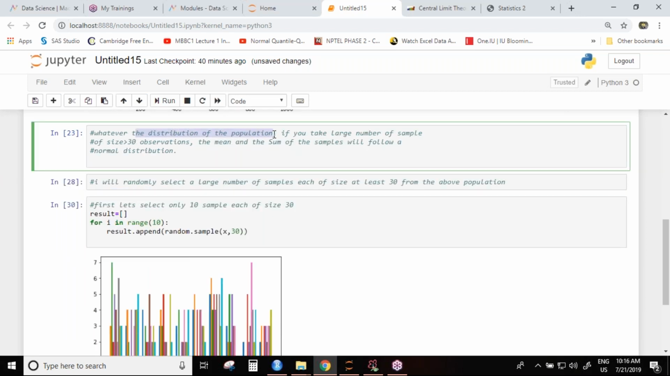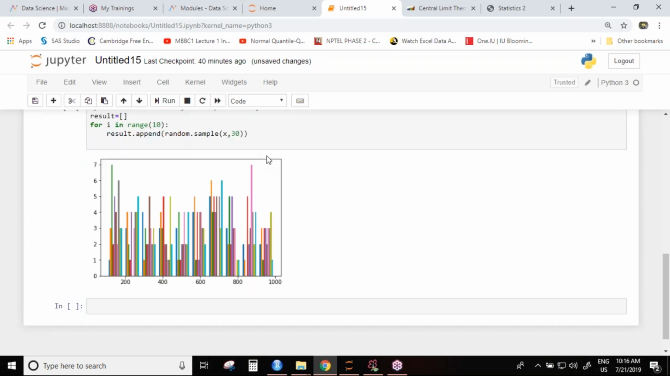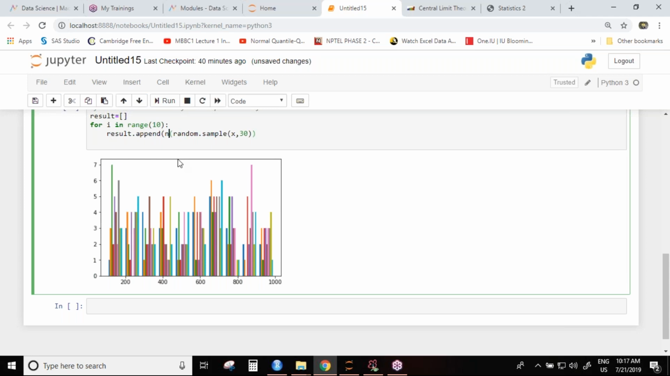Whatever the distribution of population, if you take a large number of samples of size greater than 30, the mean and the sum of the sample will follow a normal distribution. So I'll have to calculate the mean here. Let me calculate the average. Instead of appending this to your result, I will append the average of that. So I will write np.mean here, and I will append the average to result.